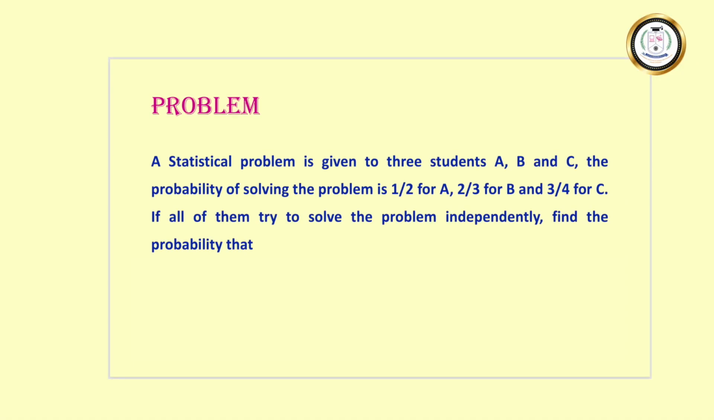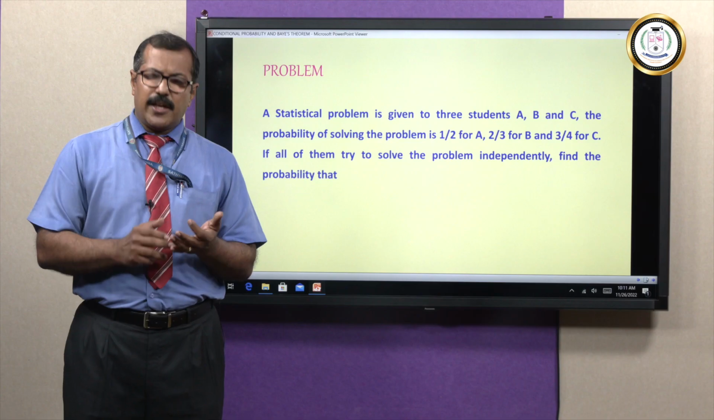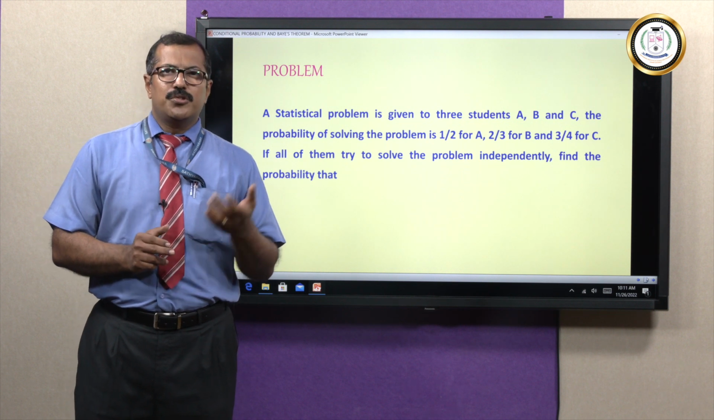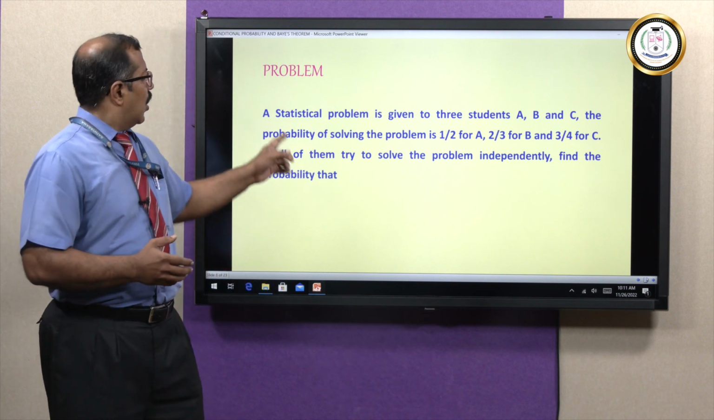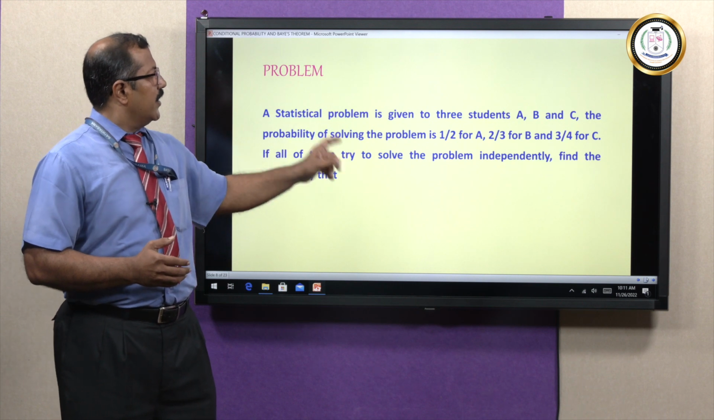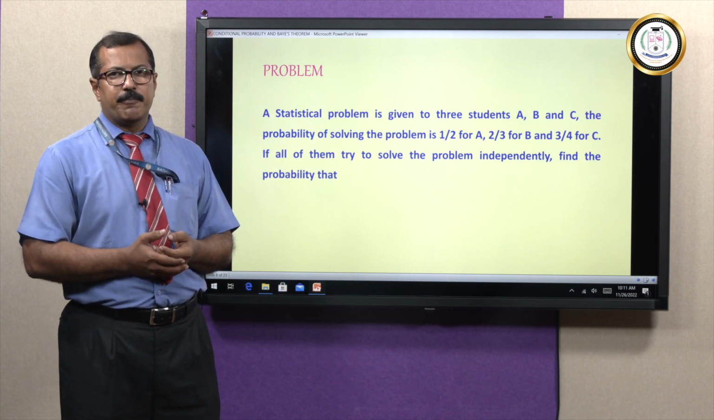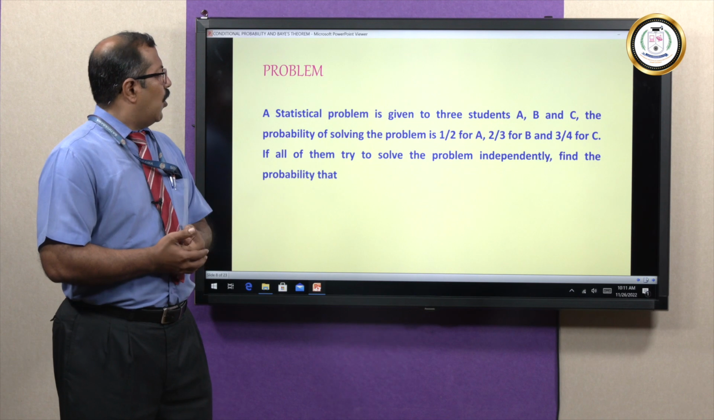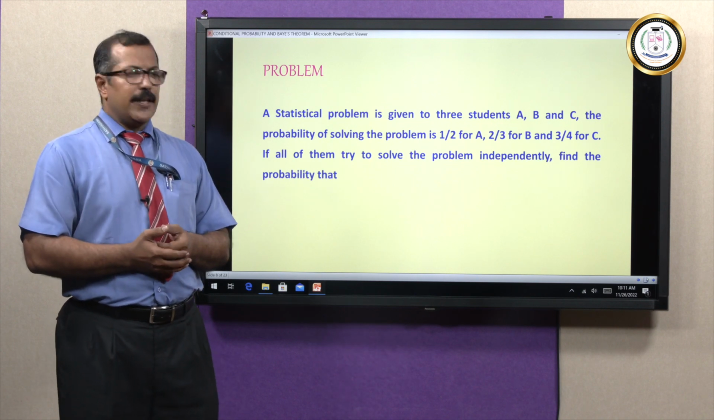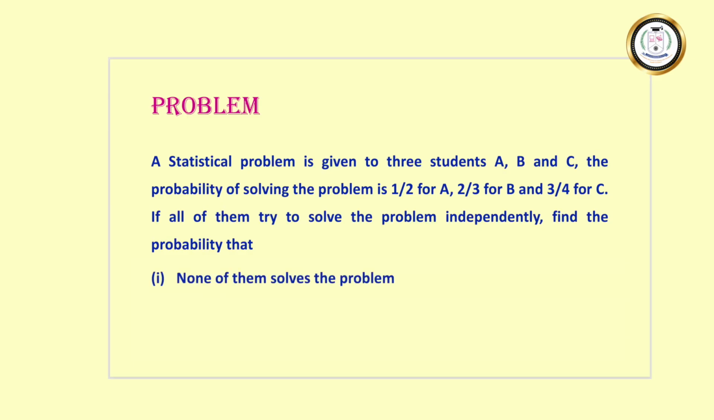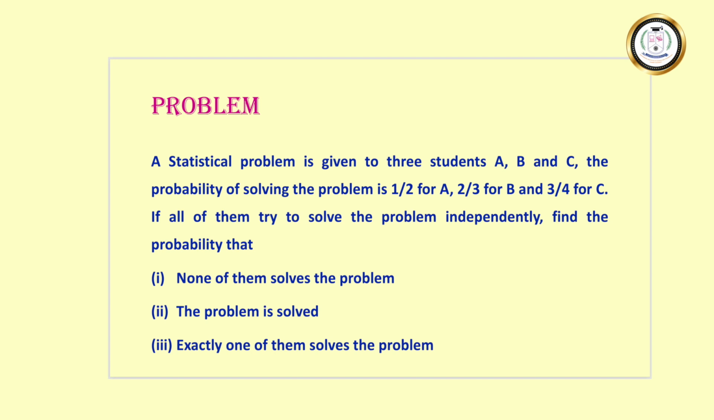A statistical problem is given to three students A, B, C, whose chances of solving it are 1 by 2, 2 by 3, 3 by 4 respectively. If the problem is given to all of them and they are trying independently, what is the probability that none of them solves the problem? What is the probability that the problem is solved, and what is the probability that exactly one of them solves the problem?